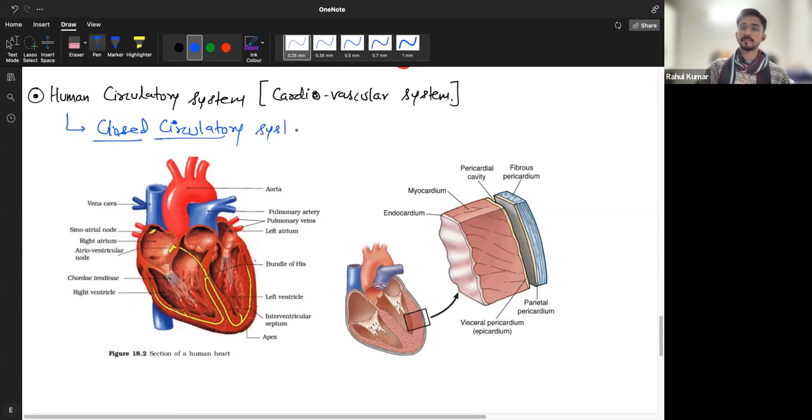Can you tell me one example of any organism which has an open circulatory system, and what is the difference between the two? Anyone, quickly? Yeah, arthropods. Yes, arthropods have an open circulatory system. Great. And what happens in an open circulatory system that is different from a closed circulatory system? In open, the organs are directly bathing in the blood, whereas in closed, the blood is just enclosed within the heart and the vessels.